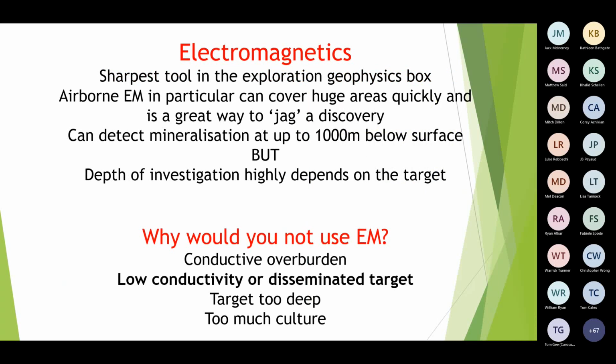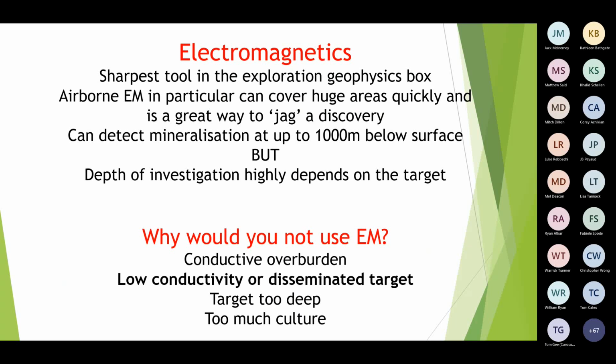So EM is by far the sharpest tool in the exploration geophysics box. So unlike lots of things like magnetics, where you have magnetic anomalies everywhere, often I'll see a whole EM survey and there's no anomalies. And that's because there's only one thing that responds to EM, and it has to be really, really there. So it's basically massive sulfide or graphite, essentially, or pyrrhotite. So those are the three things. And if you don't have any of those things, you don't see anything.